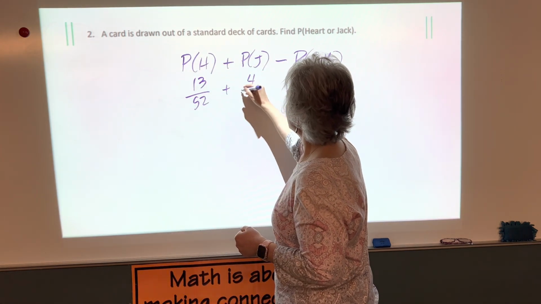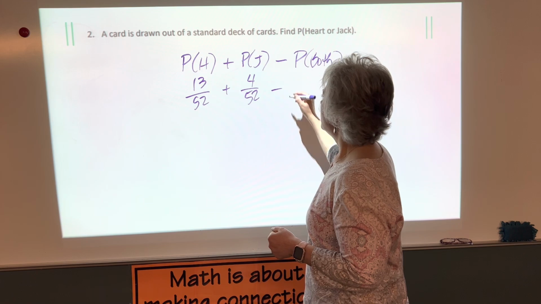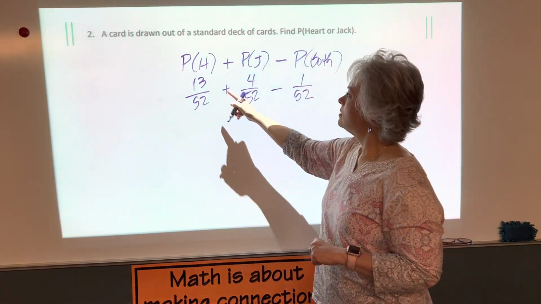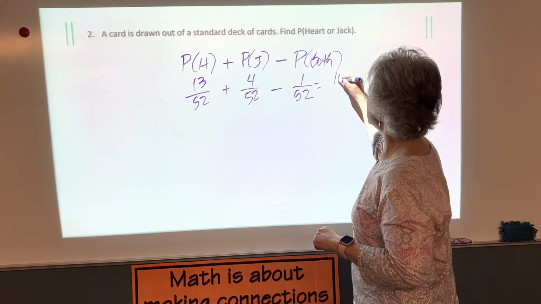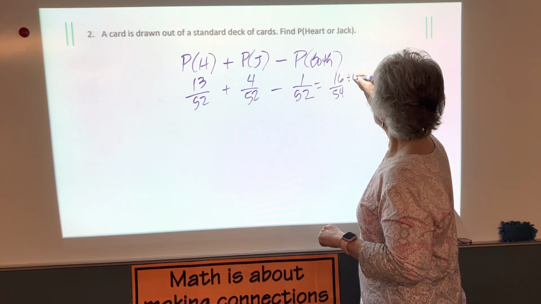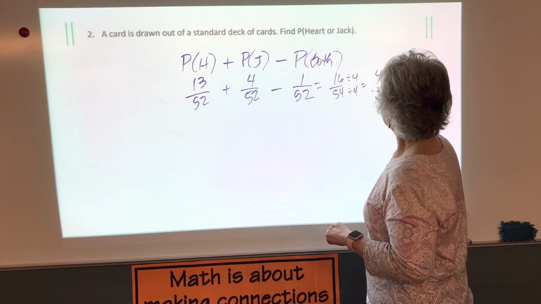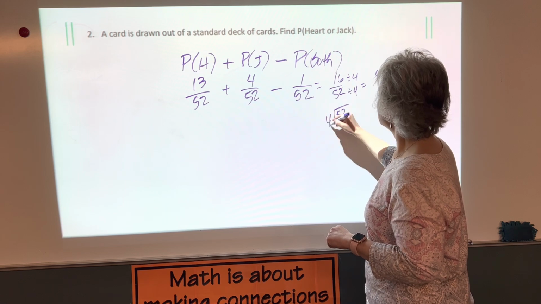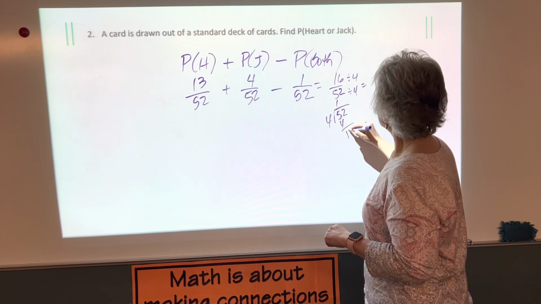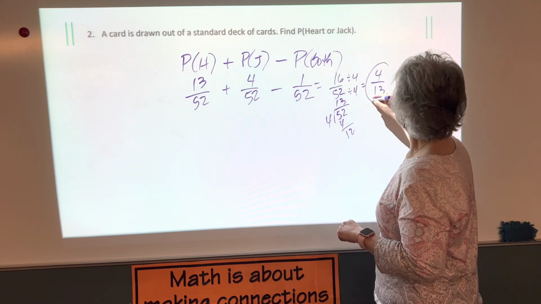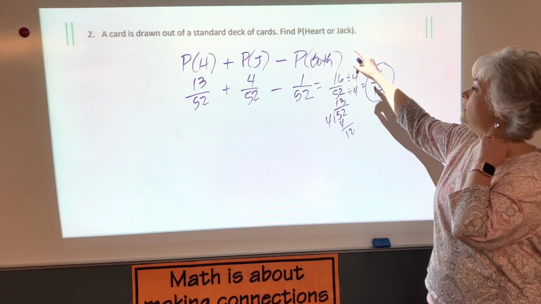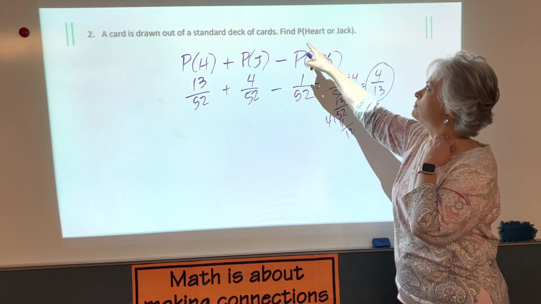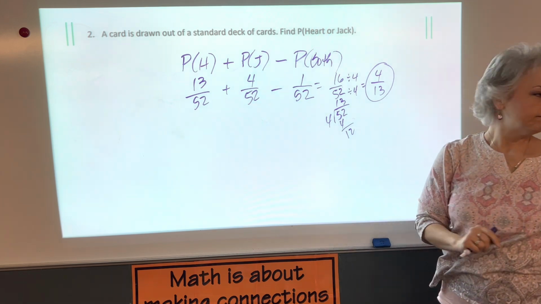How many jacks are there? There are 4 out of 52. And then there's one card that's a heart and a jack. So we're going to subtract that one. So we have 17 minus 1, which is 16 out of 52. Reduce that. 52, not 54. 52. We did this a second ago and I forgot. 4 out of 13. So that's our probability for the answer for number 2, the probability of a heart or jack.